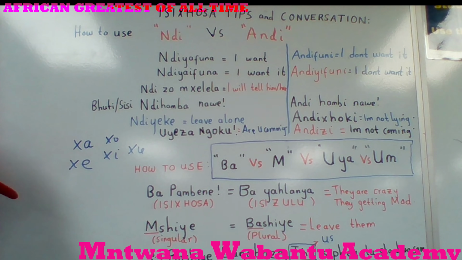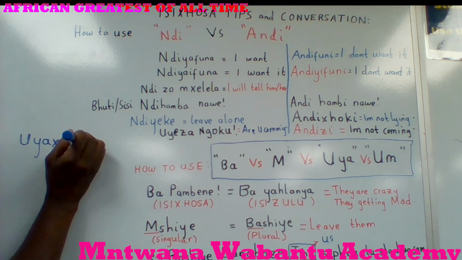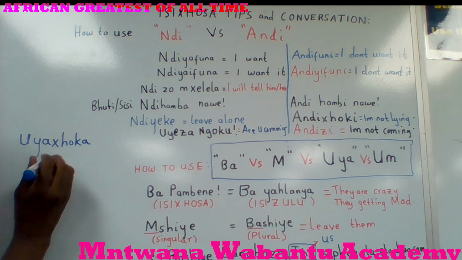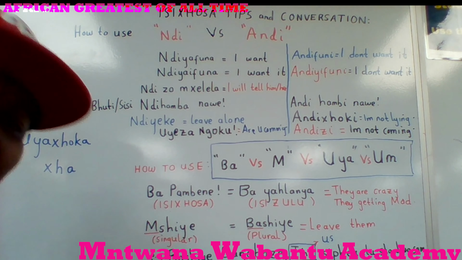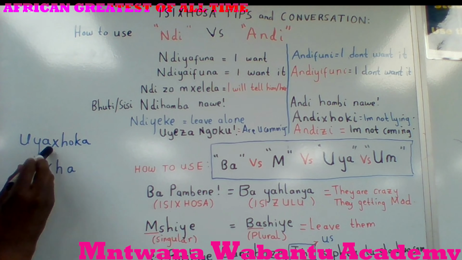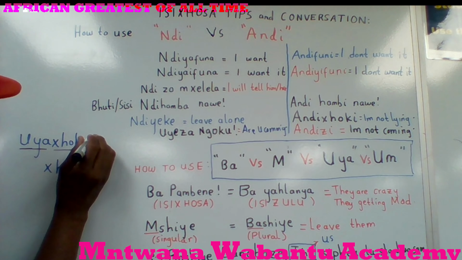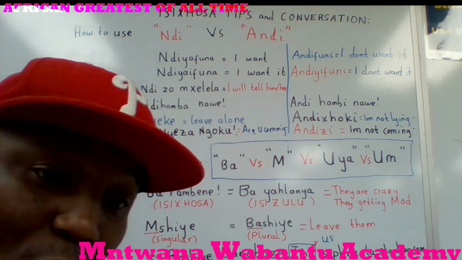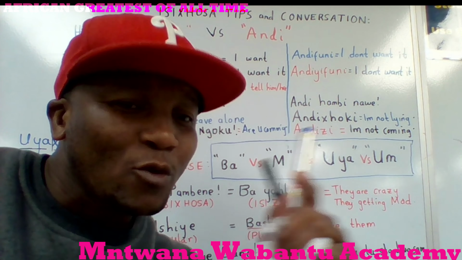For example, uyatoka means you lie. You see, if it's X and H, you have to click harder. So this is uyatoka, which means you lie. Uya means you, for you. Toka means to lie. So uyatoka: you lie.